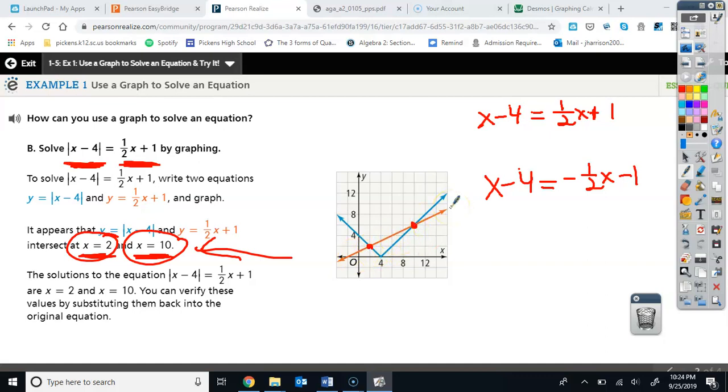So graphing is not just, again, like Mr. Harrison said a few times, for making pretty lines across the paper. Graphing is there to help us find solutions, because the graph of x minus 4 in the absolute value gives us a bunch of solutions for it. 1/2 x plus 1 gives us a bunch of solutions for it. But these 2 points are solutions for both of those equations.